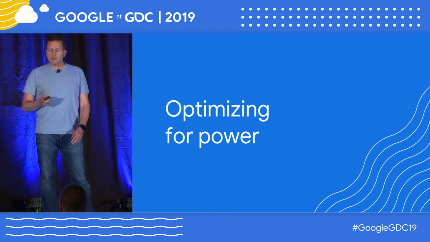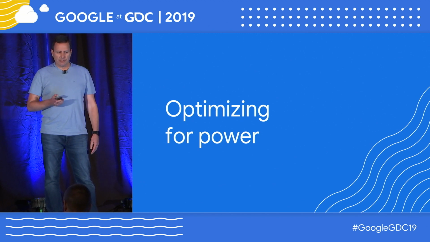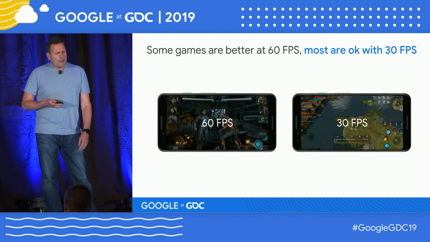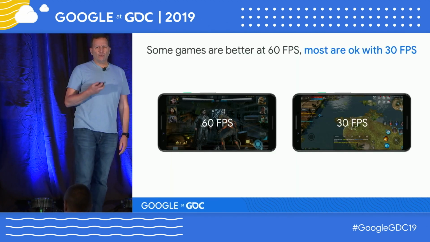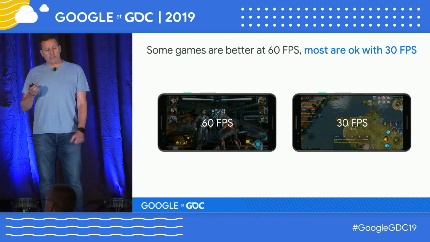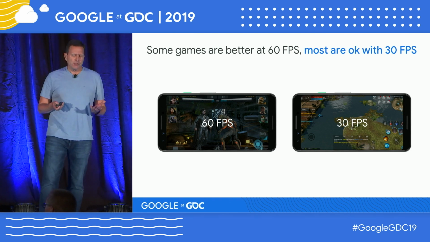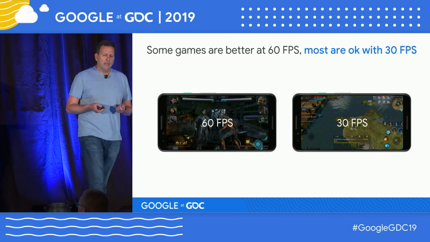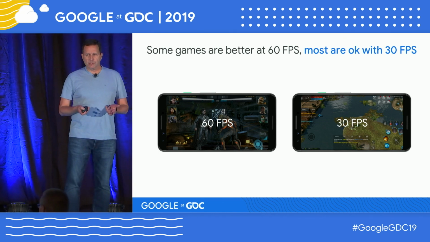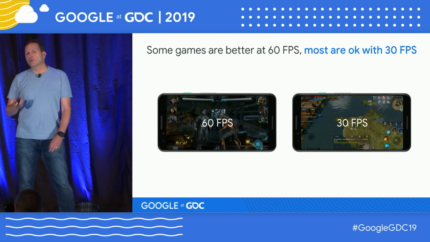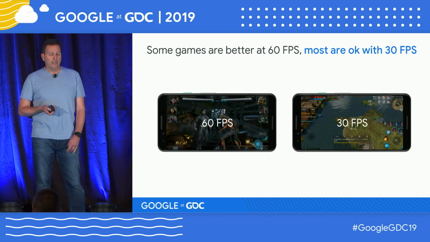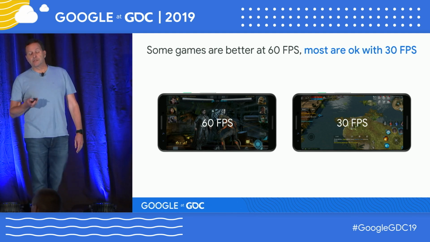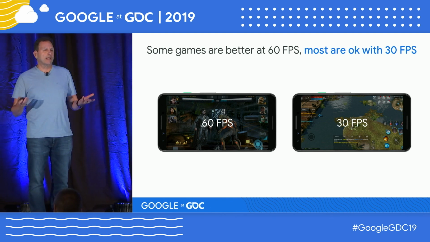Now, you want to optimize for power, as I said, because it's important on mobile devices. Some games really do work better with 60 frames per second. But most games, slower paced games that aren't fighting games or something like that, can run well at 30 frames per second. So even if your game can run at 60 frames per second, it's better for it to run at 30 because you're saving so much power. You're doing half as much work.